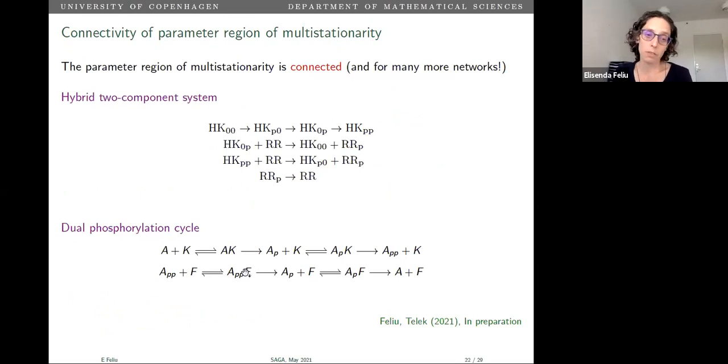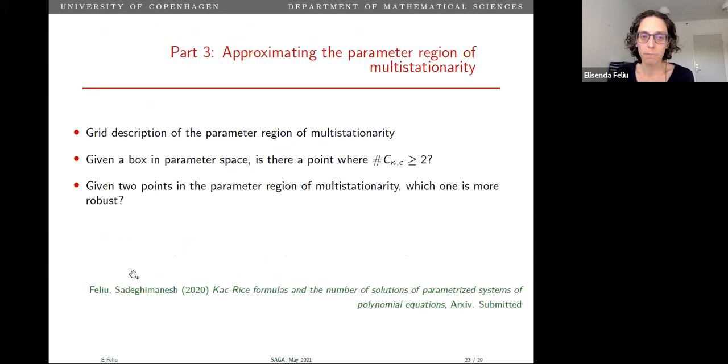Then the same happens for the dual phosphorylation cycle. I mentioned that numerical work where they show that it hinted at the region being connected. Now we can confirm that it is indeed connected, and this is a higher dimensional object. It has 11 variables, but still one can find this separating hyperplane. So that would be for connectivity.